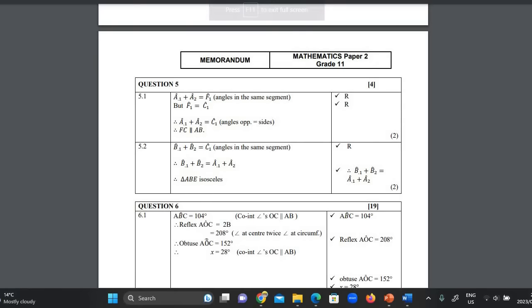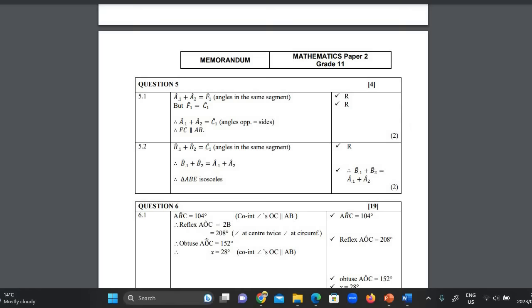Here's the memo. Now look at question 5.1 and then look at the second line there. So we did the angles in the same segment because I was really stuck with this question, guys. I couldn't solve it. You know I don't look at memos, I don't look at memos ever, but when I cannot solve it after like 5-10 minutes and it's a 2-mark question, well then I need to start looking at something. Maybe there's a mistake.